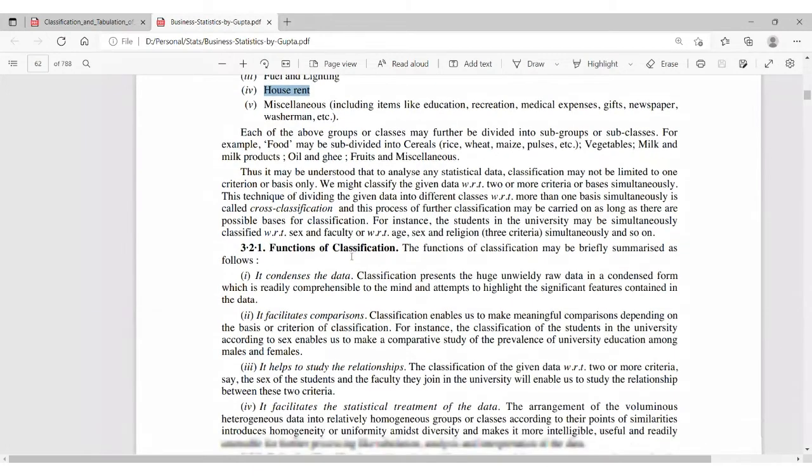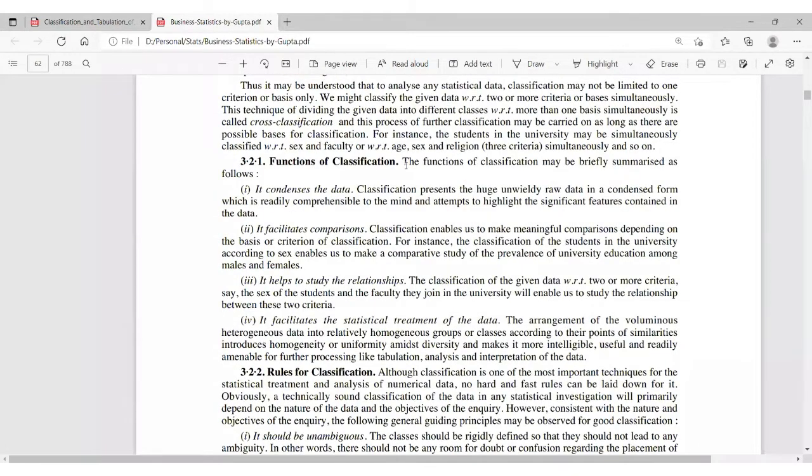Functions of classification may be briefly summarized as follows. It condenses the data. It condenses the data, it shortens it. It presents the huge, widely scattered raw data in a condensed form. Got it? Got it? Hello?